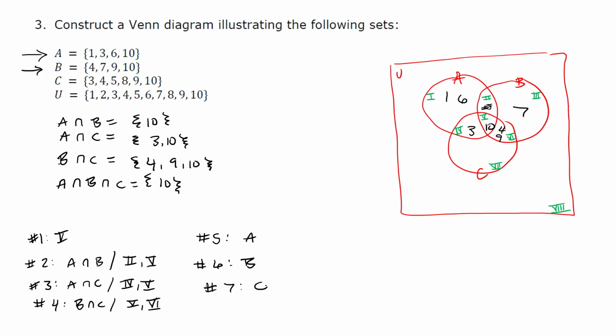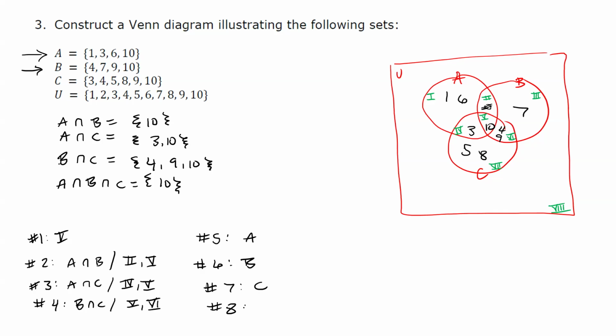Step number 7 would be set C. For set C, we have the numbers 3, 4, 5, 8, 9, and 10. In set C, we already have 3, 10, 4, and 9. So what's remaining would be 5 and 8.